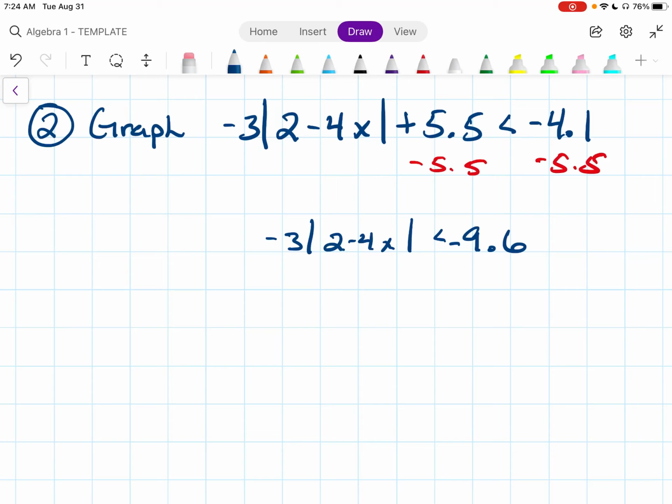Now, we still don't want to deal with the absolute value bars yet. We're going to divide both sides by negative 3. That'll leave us with the absolute value of 2 minus 4x on the left, and then since we divided by a negative, we have to swap the direction of the sign. Negative 9.6 divided by negative 3 gives positive 3.2.